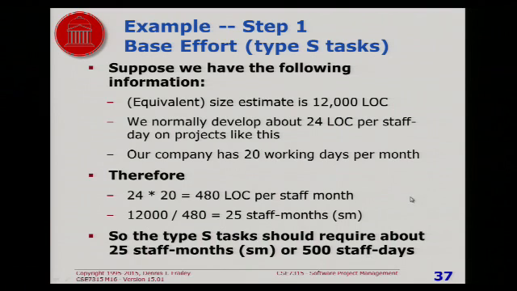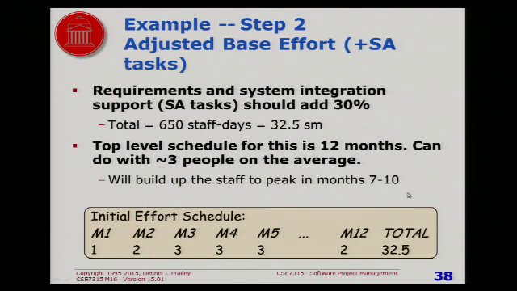Step 2, I have to do requirements and system integration, and let's suppose based on our knowledge, it's another 30%. So that brings us up to 650 staff days or 32 staff months. Let's suppose our schedule as planned is 12 months. So I divide that out and I say we're going to average 3 people per month. We're going to start up with only 1, and we're going to quickly build up to 3 and continue till the end, and maybe the last month we only need 2.5 or something.